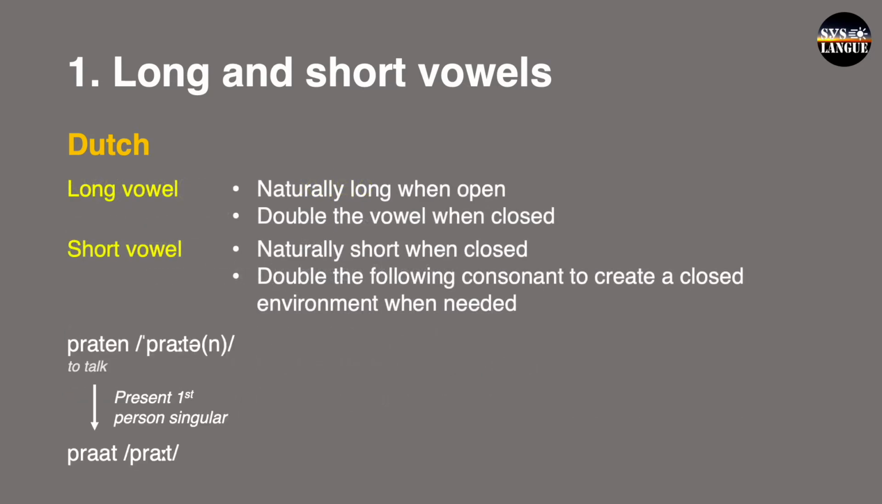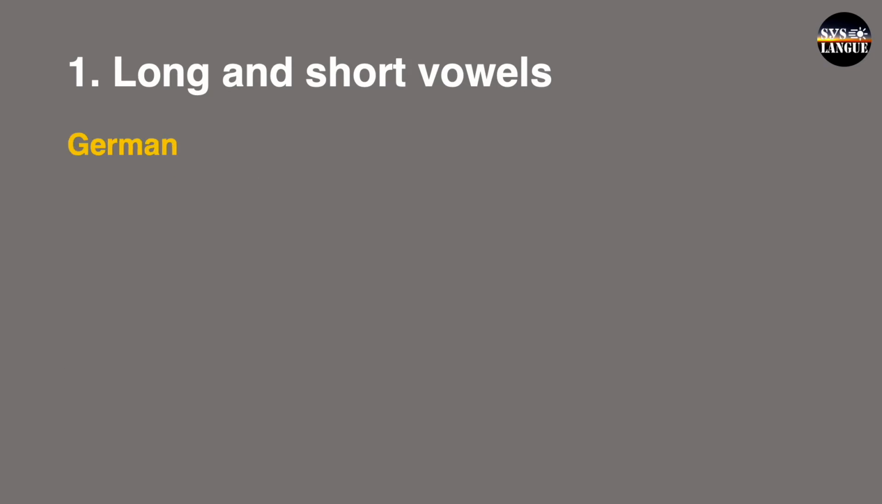Now, as an example, let's try to change the form of praten. Its present tense first person singular form should be praat, and A is doubled according to the rule. But its past tense first person singular form is prate, which in principle should be reduced to this form. But this is an exception, because the second T is the past tense ending while the first T belongs to the stem.